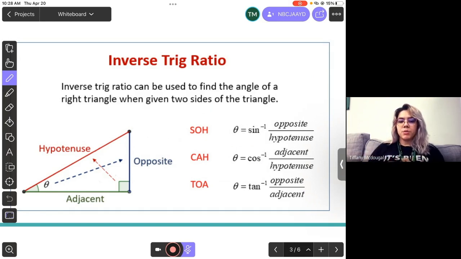So theta will be equal to the inverse sine of opposite over hypotenuse. Theta is equal to inverse cosine of adjacent over hypotenuse, and theta is equal to inverse tan of opposite over adjacent. Remember that opposite and adjacent will change depending on where theta is. Since theta is down in our left-hand corner over here, the opposite is going to be that leg that is furthest away, and adjacent is going to be the side that is closest to theta that's not the hypotenuse.